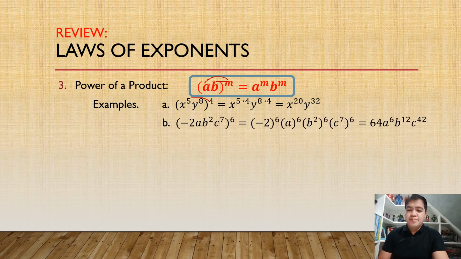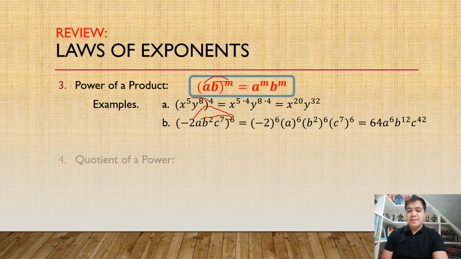Okay, another example. So, if we have negative 2ab squared c to the 7th raised to the 6. So, itong lahat ng c to the 6 na to, i-distribute dun sa negative 2, i-distribute dun sa a, i-distribute dun sa b squared, at i-distribute sa c to the 7th. So, tigi-tigisa sila. So, yun ang nangyayari. Evaluate lang isa-isa. Negative 2 to the 6, that will be positive 64 because the exponent is even, kaya naging positive na tayo. A to the 6, B to the 12, and C to the 42nd.